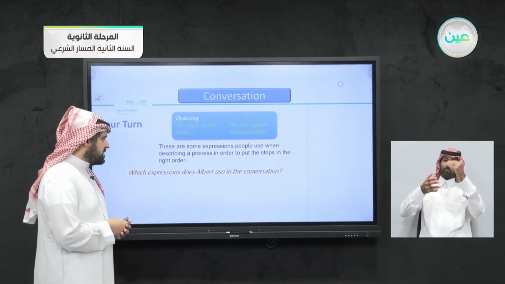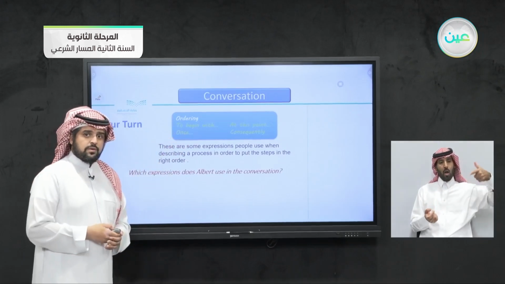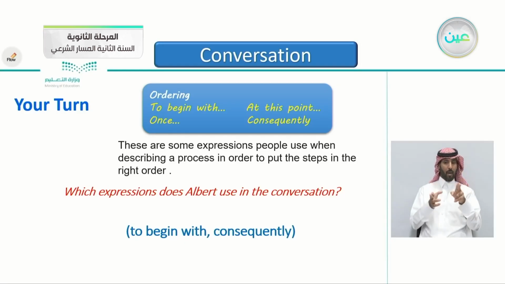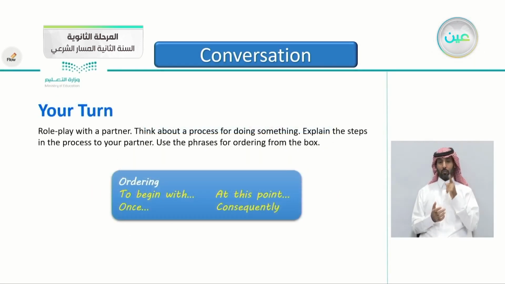Which expression does Albert use in the conversation from these four? Yes, to begin with and consequently. He uses to begin with and consequently. So role play with a partner. Think about a process for doing something. Explain the steps in the process to your partner. Use the phrases for ordering from the box. Use these expressions, role play with your partner, and discuss the results.